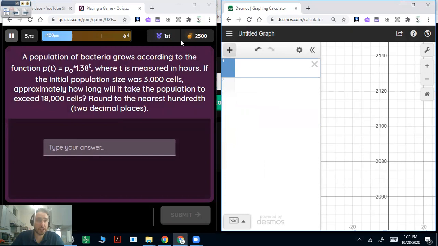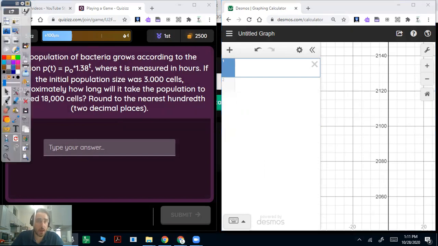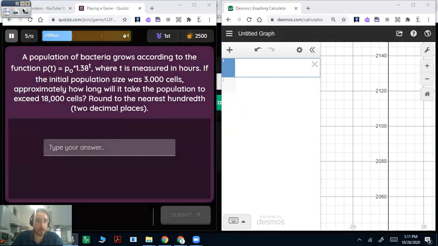Next question. A population of bacteria grows exponentially according to the function p of t equals p of 0 times 1.38 to the t power, where t is measured in hours. If the initial population size was 3,000 cells, that is a typo, that should be a comma. Approximately how long will it take the population to exceed 18,000 cells? This is very much like the last one, right? This is going to be your P0. That's your initial. So that's going to be 3,000. And we want to know when it's going to be 18,000. So we want to know the final amount.